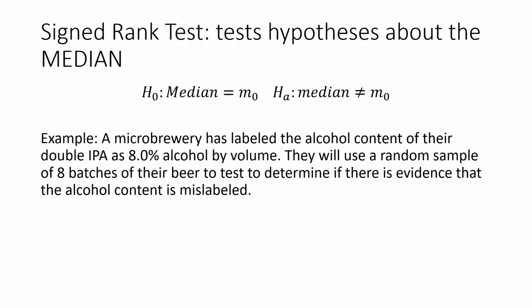We're going to use the same example that we used in the last video because it's a test that's appropriate for the same situation. Remember, in this example, we're looking at a microbrewery that had labeled the alcohol content of their double IPA as 8% alcohol by volume. They are using a random sample of 8 batches of beer to determine if there's evidence that the alcohol content is mislabeled. So the hypotheses here are that the median alcohol by volume is equal to 8% versus the alternative that it's not equal to 8%.